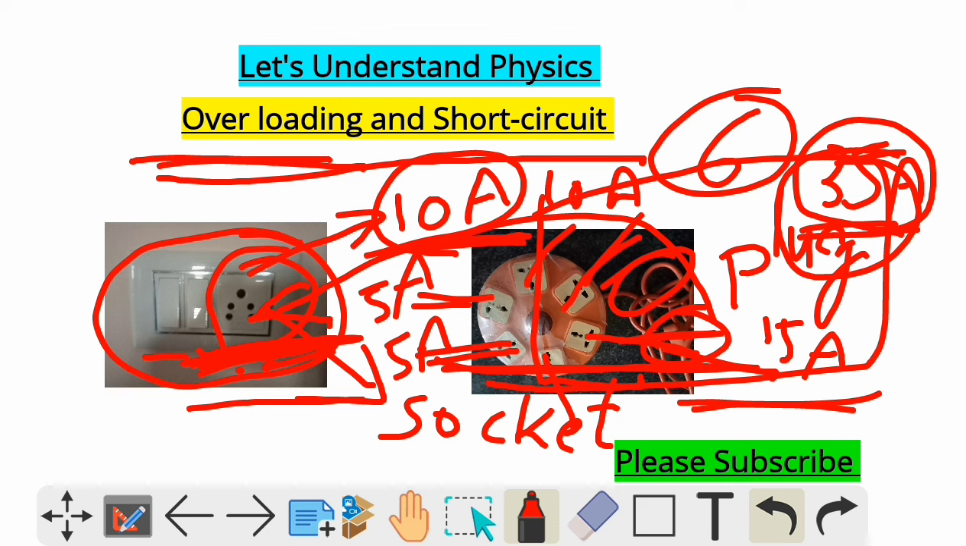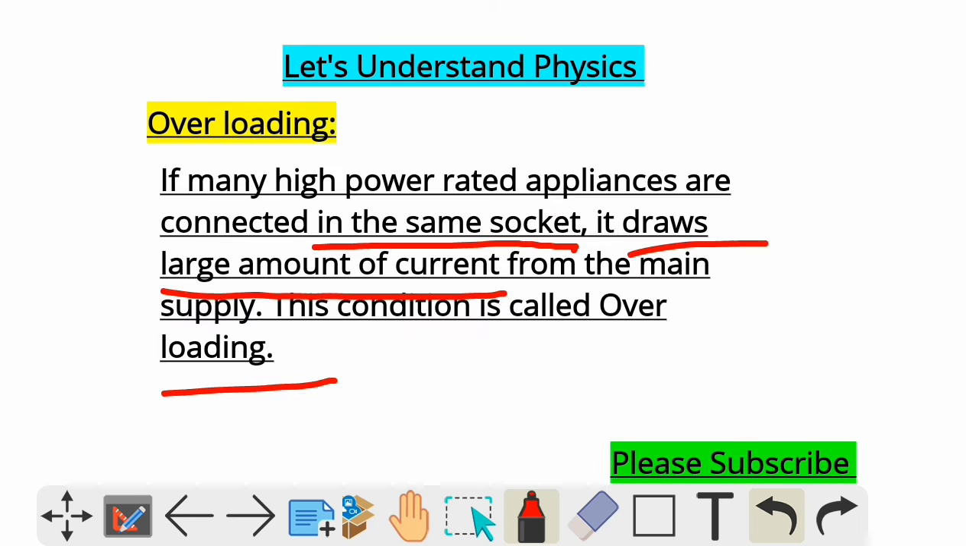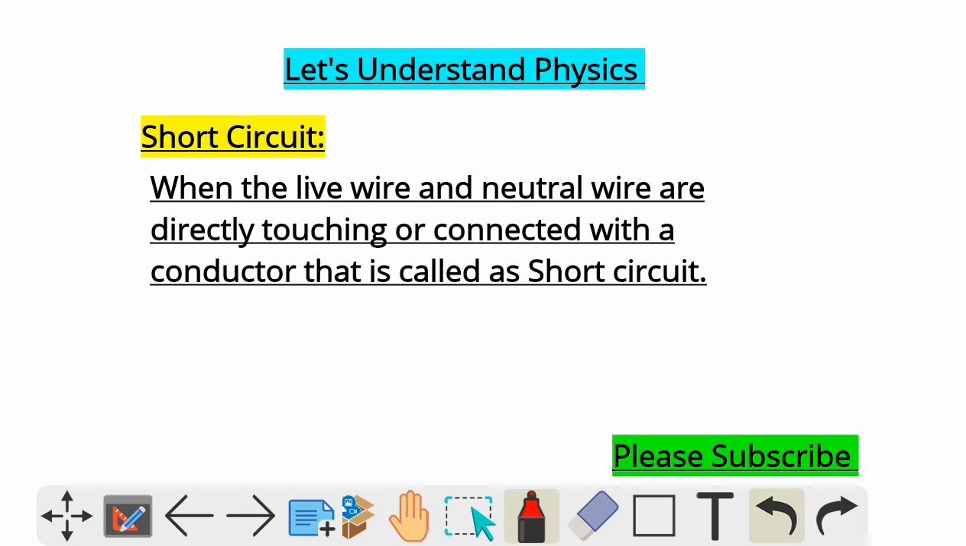Understood? And the fuse should be connected to the main supply. If there is any problem with this high current, the fuse will first melt and separate these devices from the circuit. If the fuse is not melting, then what happens? This high current will pass through the devices and the devices also will get damaged. Understood everyone about overloading? And what is the protection? Protection is connecting the fuse in the circuit.